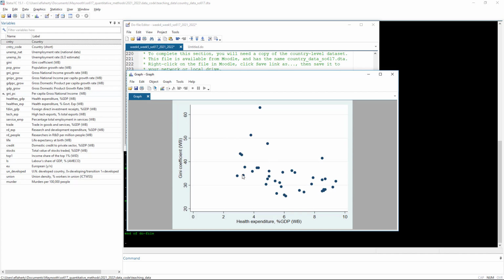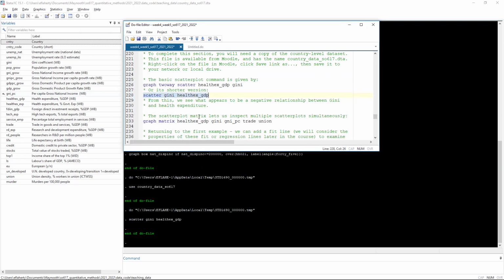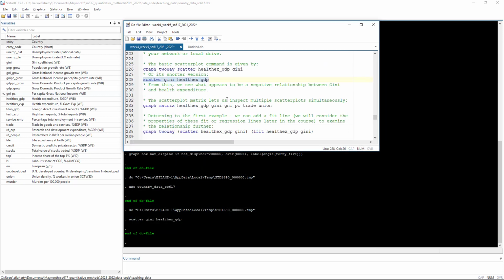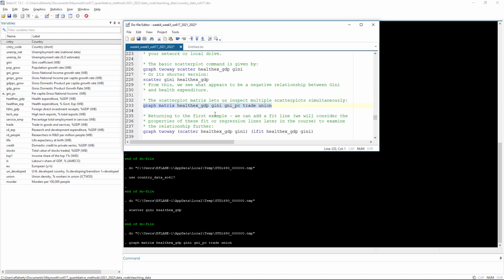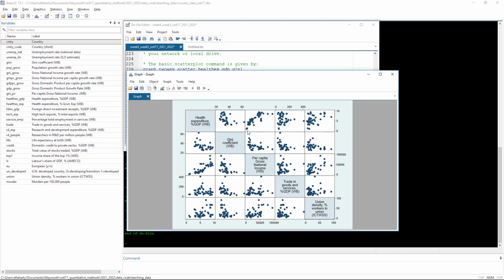As we ascend the scale of health expenditure, we see that coincides with lower levels of income inequality. The scatterplot matrix is generated by simply typing graph matrix and as many variable names as we want to include, but I'll suggest as many as is visually appropriate. The more variables we add, the less legible the plots become, because the cells become smaller and smaller.